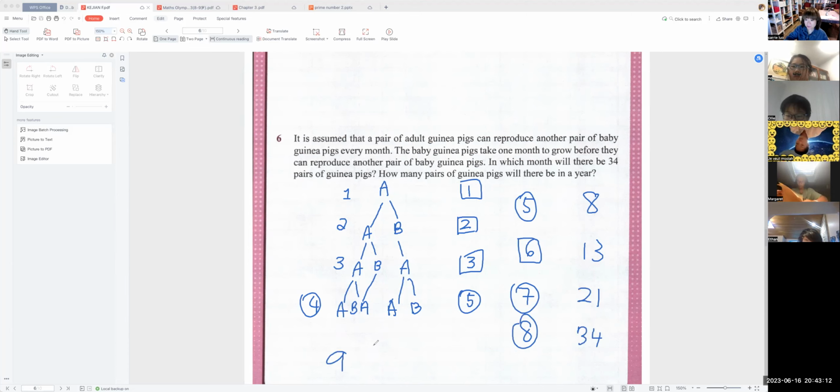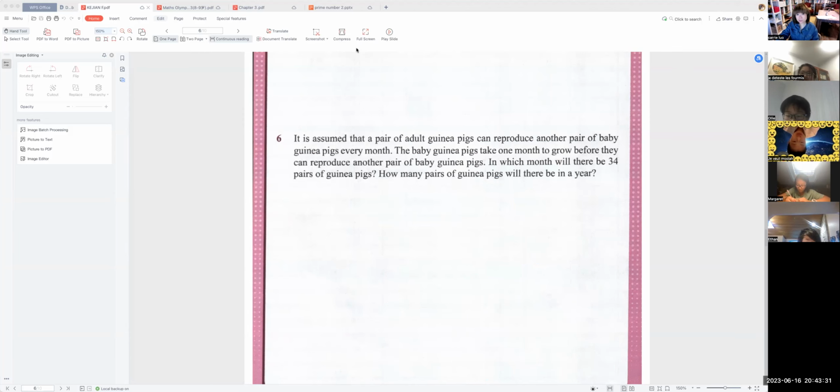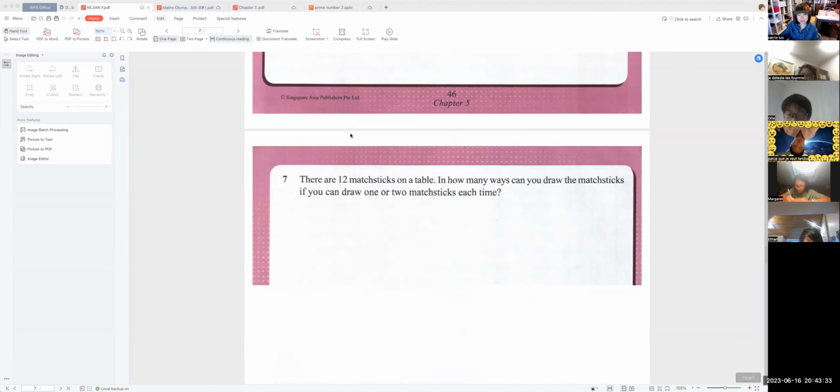And September is going to be 55. And October is going to be 89. And the 11th, November, is going to be 144. And the 12th is going to be 230. Okay, so everybody, very good. Good job. Okay, so let's take a look at number 7.